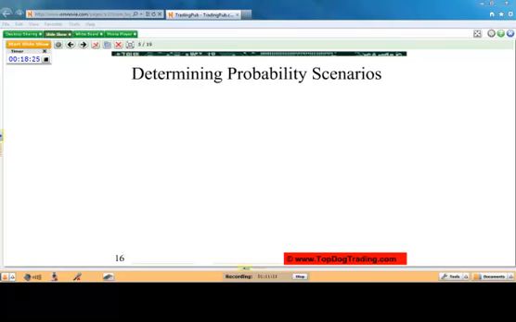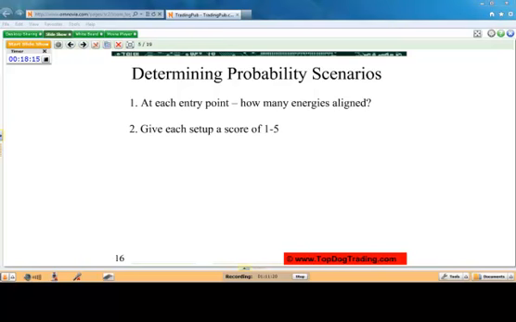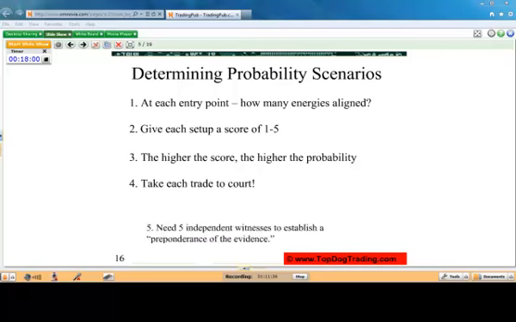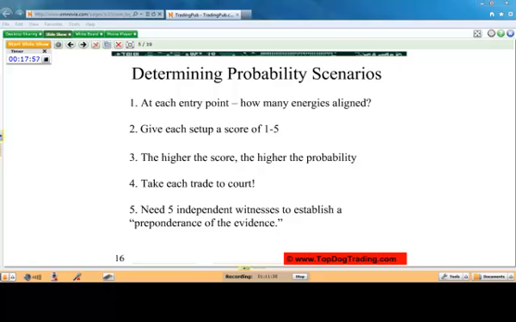So then we use this to define a probability scenario. As I said, at each point we ask how many of those 5 energies are aligned, all saying buy or sell. And then we simply give each setup a score of 1 to 5 based on how many of those 5 energies say buy or sell. The higher the score, the higher the probability. I kind of liken this to taking each trade to court. I need 5 independent witnesses to establish a preponderance of the evidence.